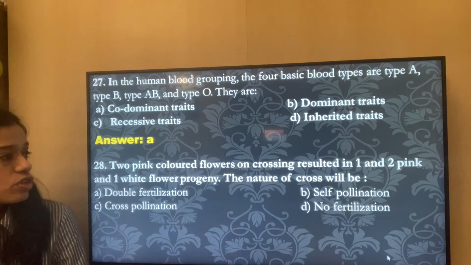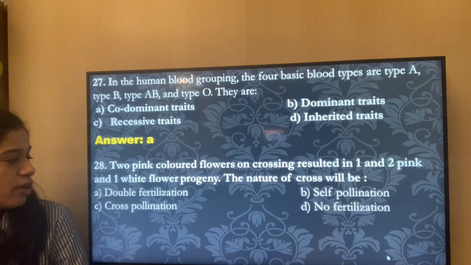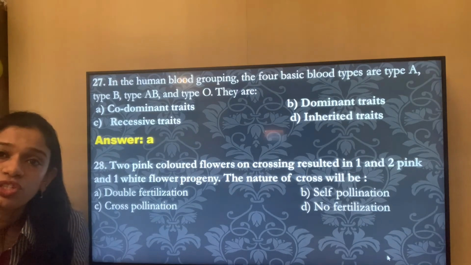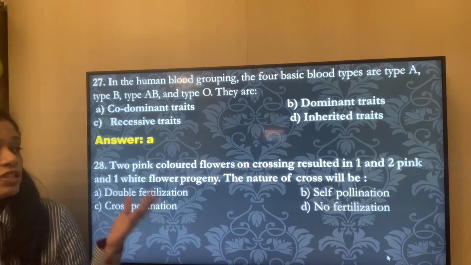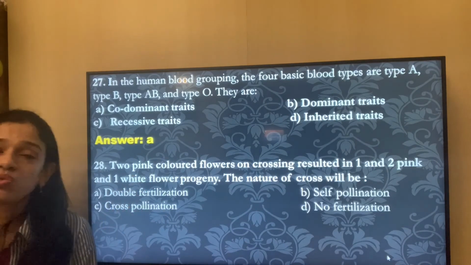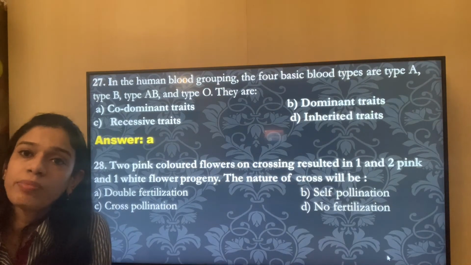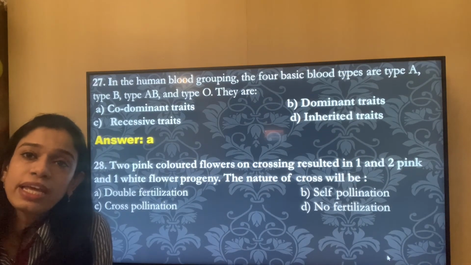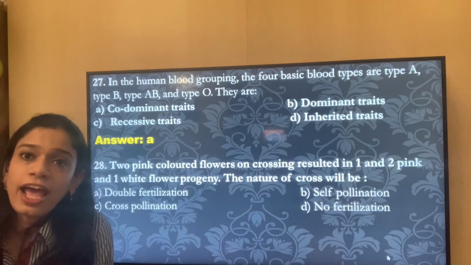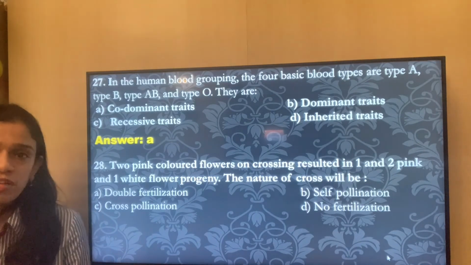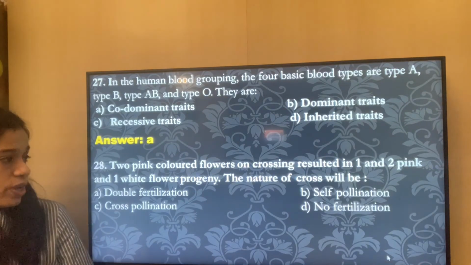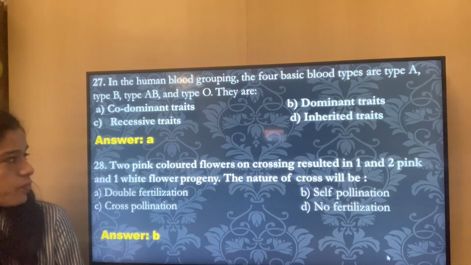Two pink colored flowers on crossing resulted in two pink and one white flower progeny. The nature of the cross will be double fertilization, self-pollination, cross-pollination, or no fertilization. So the nature of the cross will be self-pollination, because the ratio they are telling, 1:2:1, comes in the monohybrid cross, and it gets expressed only after developing the F1 and then selfing the plants that were obtained. So it goes for B, self-pollination.